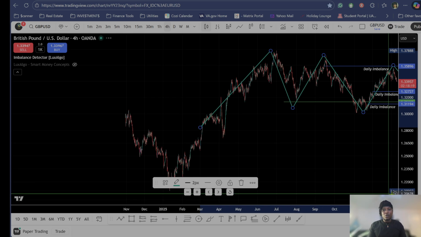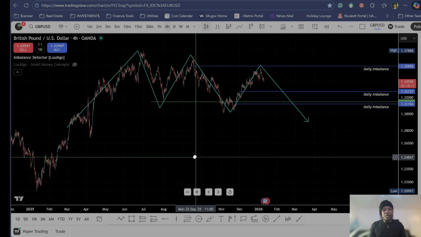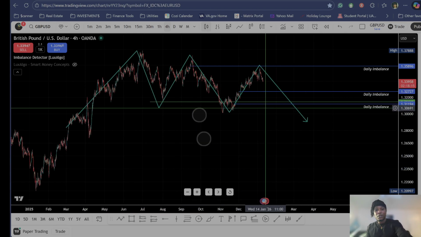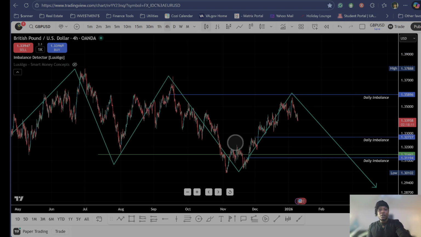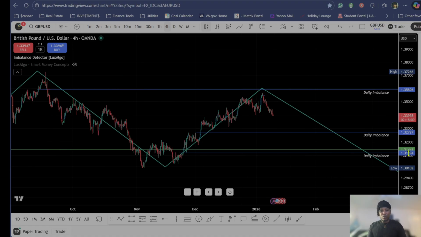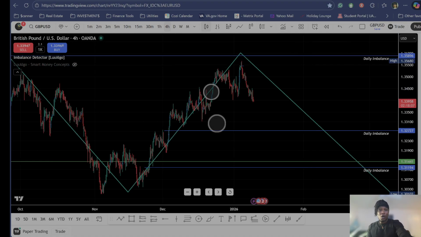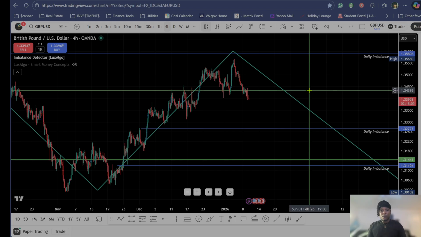Okay, so now I'm zooming down. Now I'm on the 4 hour, so all these candles that are printed are on the 4 hour. And so far, it's still looking like a downtrend to me, in my opinion. Would you all agree?